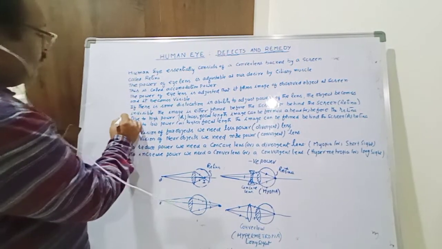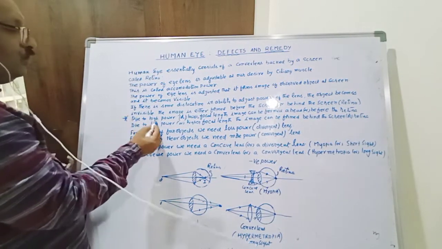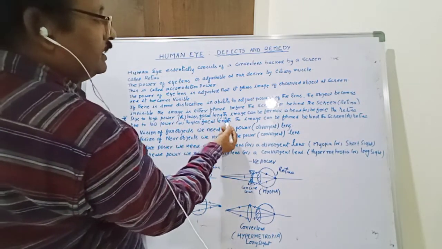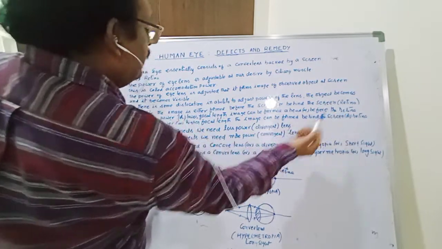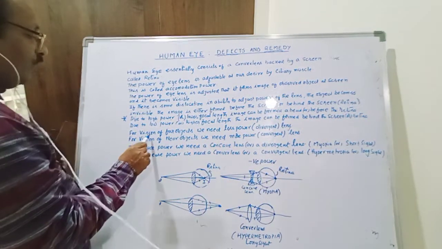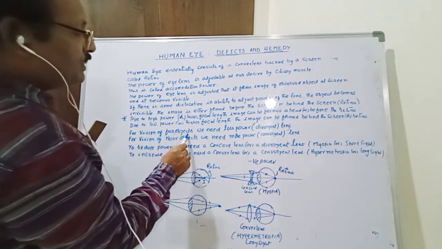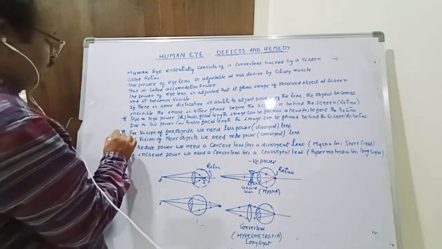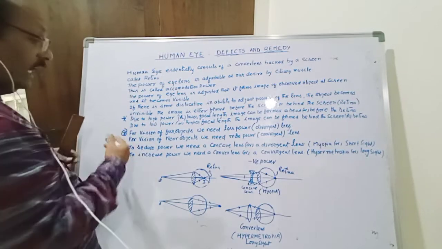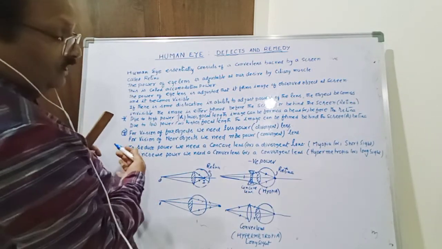So here, this is an important point. Due to high power or low focal length, the image can be formed ahead, that means before the retina. For vision of far objects, we need a lower power lens. We can see the near objects. We cannot see the far objects.